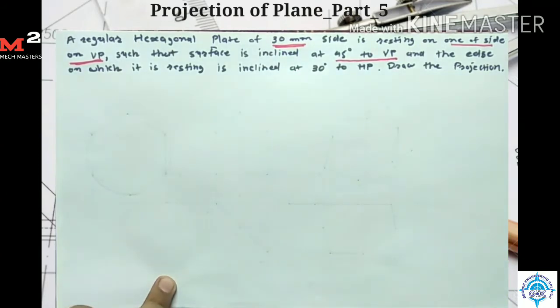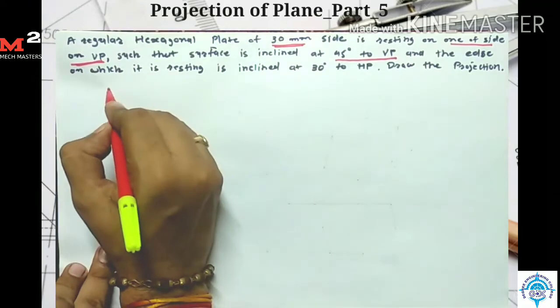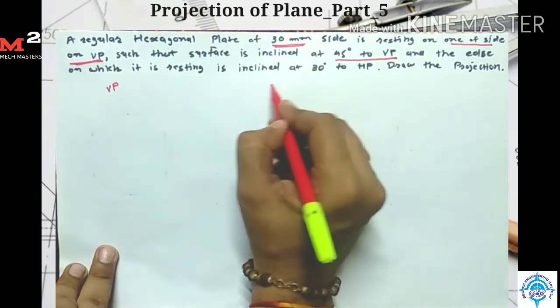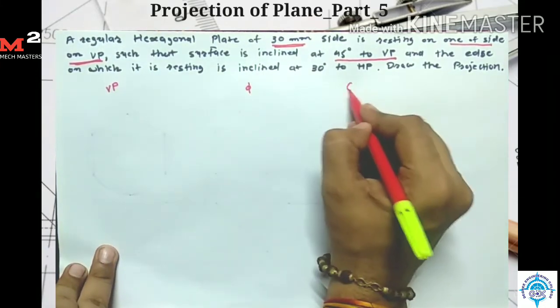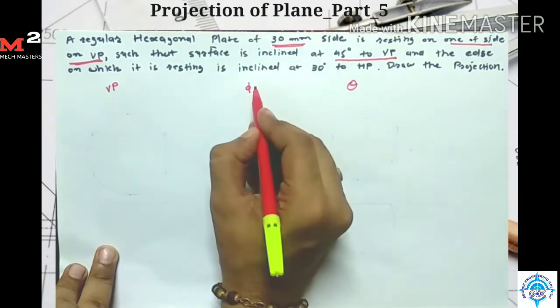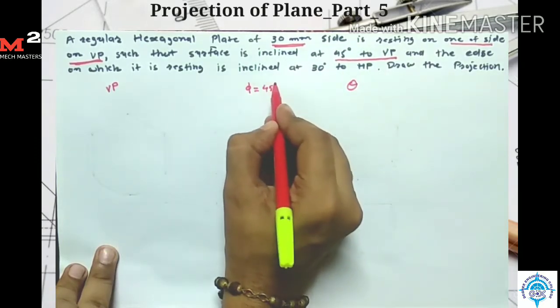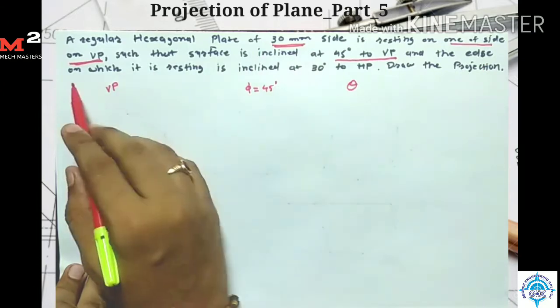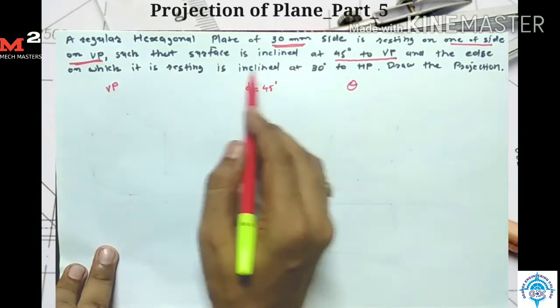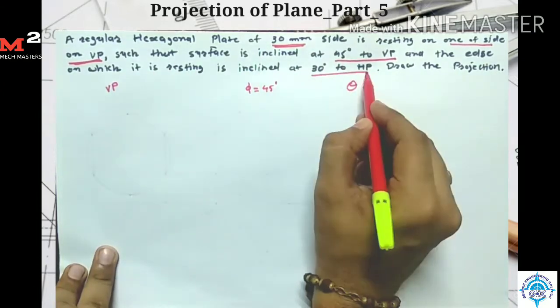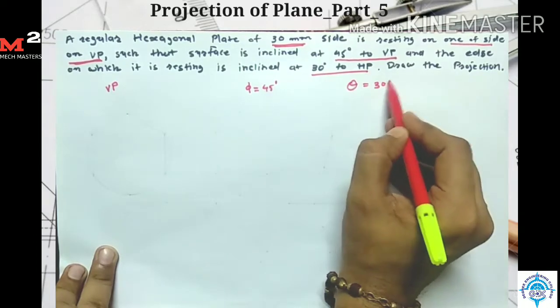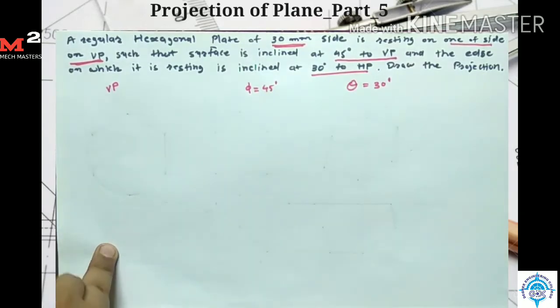Here the plane is resting on VP, so first I write down VP, phi, theta. So phi is equal to 45 degrees, and the edge on which it is resting is inclined at 30 degrees to HP, so theta is equal to 30 degrees. Draw the projection of the plane.